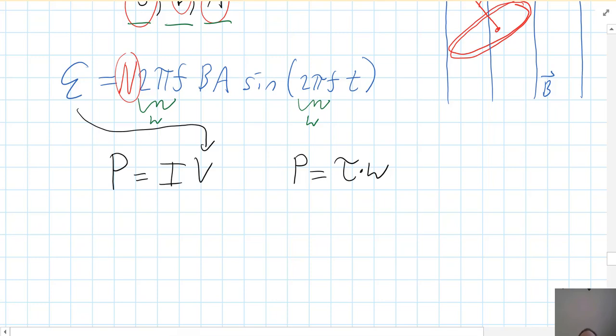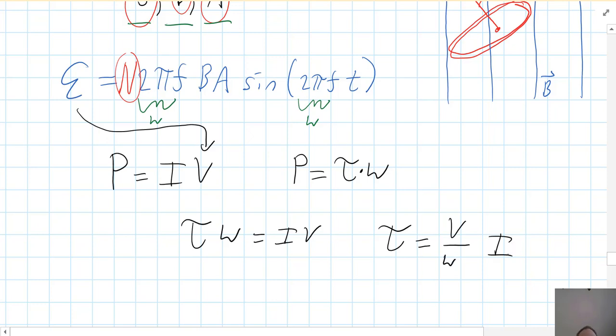So if you have a generator that's 100% efficient, torque times omega is I times V. Of course, nothing is 100% efficient, but for the sake of argument, we're going to pretend it is right now. And what we're going to do is rearrange and solve for torque. Torque is V over omega, times I.